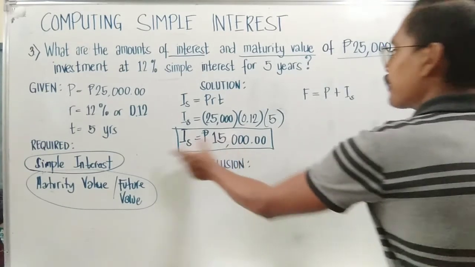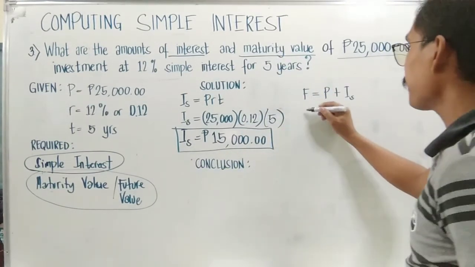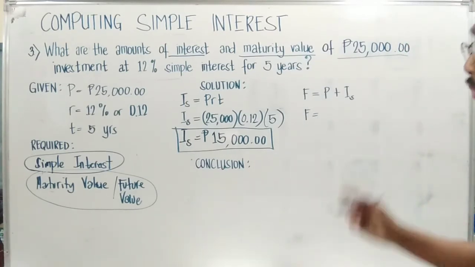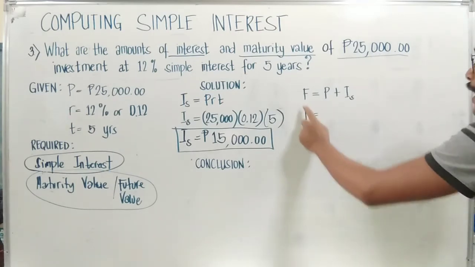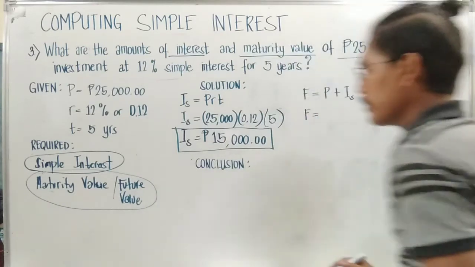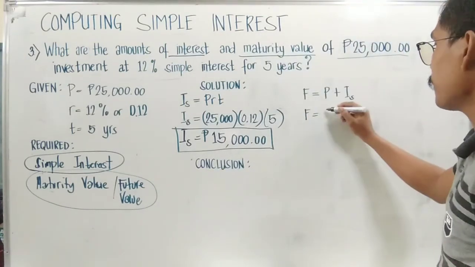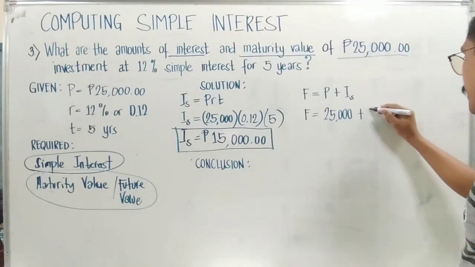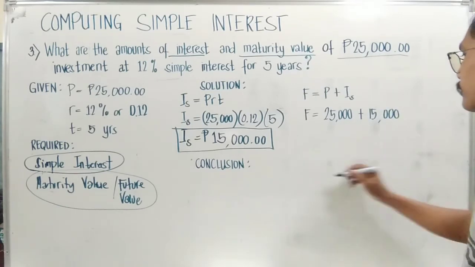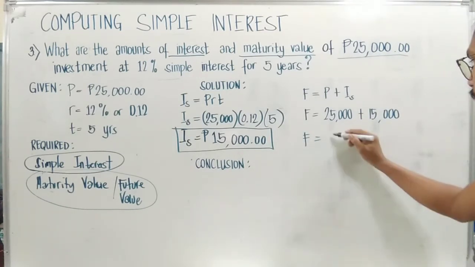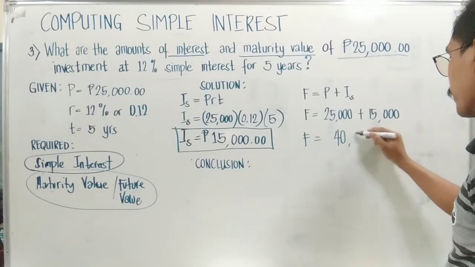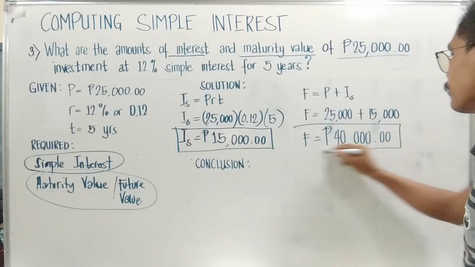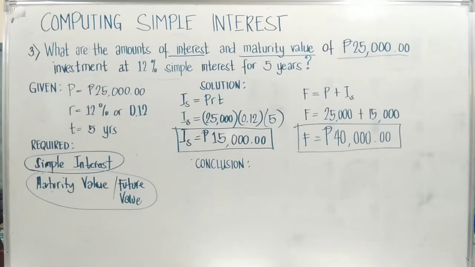So using these things, let us try to solve for the maturity value F. Again, it is up to the book that you are using to denote this F, future value or maturity value. So your principal is 25,000 plus your interest is 15,000. So at the end, you will have 40,000 pesos, adding 25,000 and 15,000 pesos. Okay?